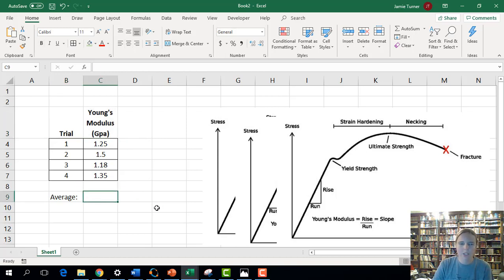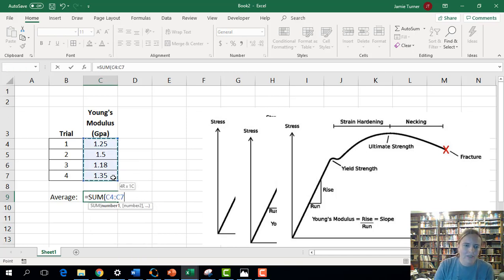And if you remember how to get the average, we're going to add together all of these values, 1.25 plus 1.5 plus 1.18. Okay, so we're going to add all these together, and then we're going to divide it by the number of data points that we get. So that would be the equation we type in. We're adding these all together and dividing by the number we get.